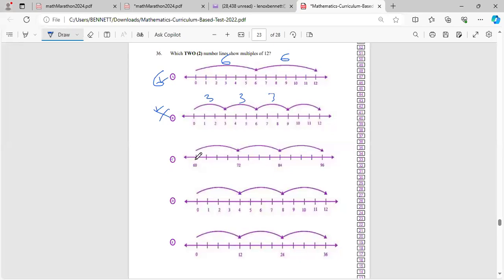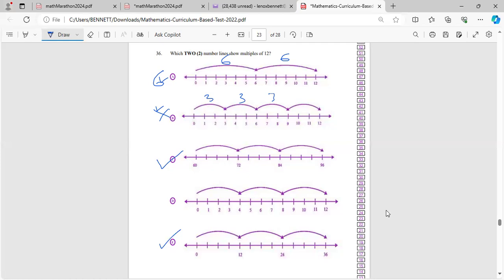So she says C, so 60, 72, that one matches, because it's going up by 12 consistently, right? And this one also. They got the 0. Who can tell me how they got the 0 here? Because that's the starting point. Or it could be 12 times 0.